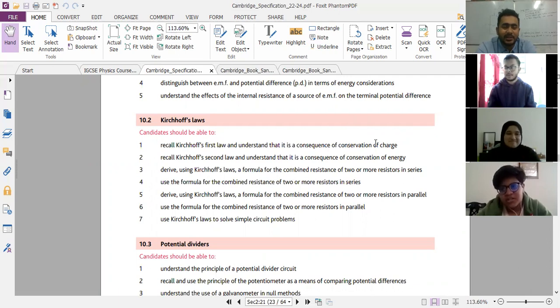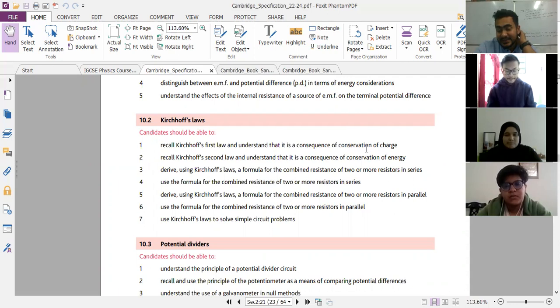So how does the consequence of charge link with Kirchhoff's first law? Similar to conservation of energy, charge cannot be created or destroyed, like energy cannot be created or destroyed. Okay, fine, you were correct. We keep energy for the second law. In the first law we take conservation of charge. We are saying charge cannot be created or destroyed, right? Conservation of charge means that the total amount of charge entering a point equals the total amount of charge leaving a point.